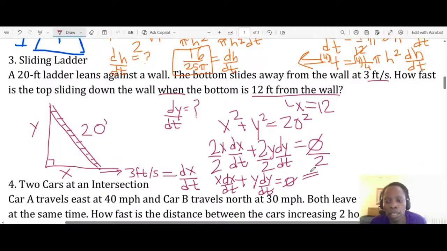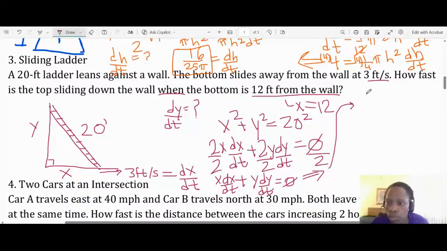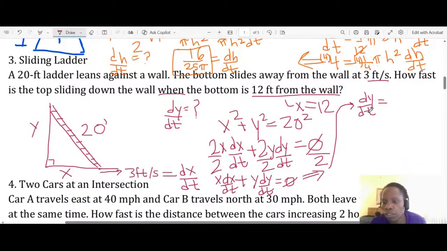We are left with, and we're going to say that dy/dt is equal to, and if you need me to break it down further, certainly, connect with me afterwards.